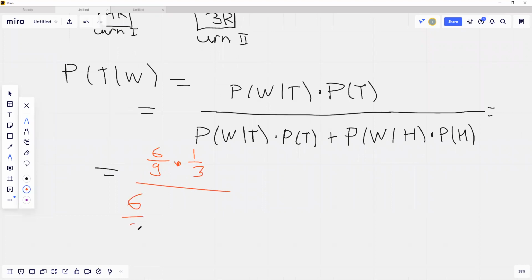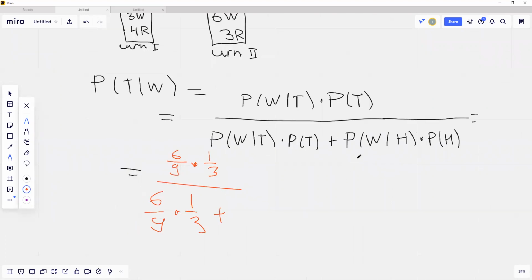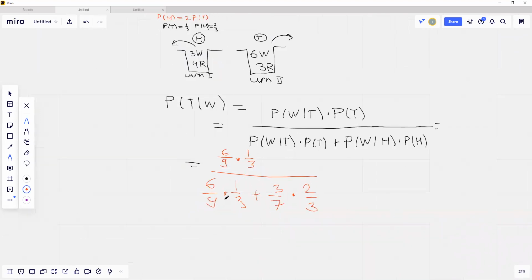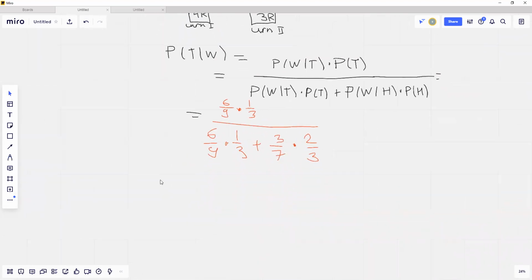Over, I copy down the term in the numerator, plus, what is the probability of drawing a white chip given that our coin came up heads? This is the same as drawing a white chip out of urn number 1, which is 3/7, multiplied by the probability of heads, which is 2/3. Okay, great. Now let's take a look at another example.